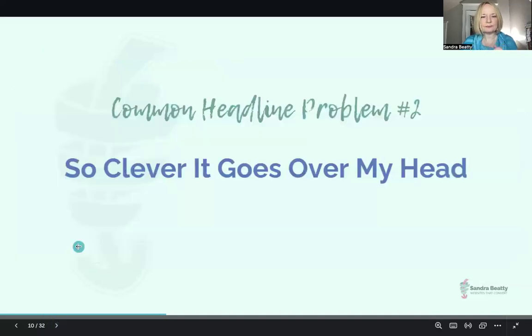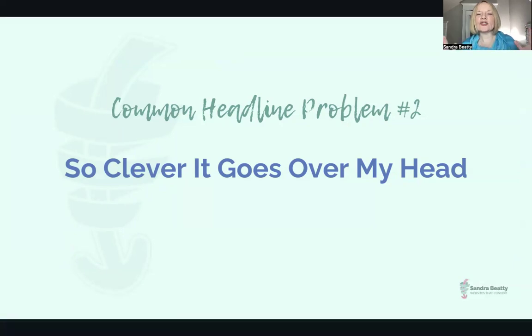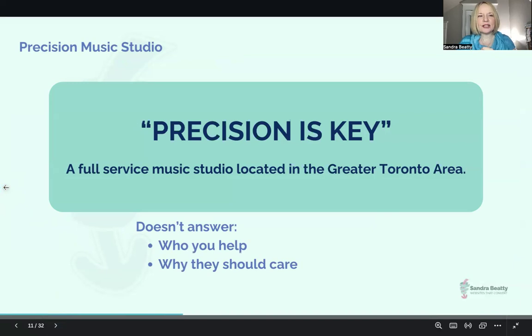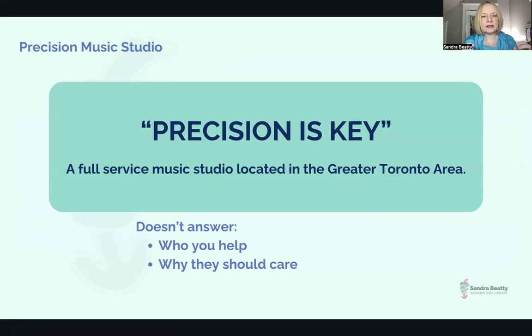Here's mistake number 2, where the headline is so clever, it goes over my head, right? I'm going to show you one that is clever. So this is Precision Music Studio, and their headline just said, "Precision is key." And you can tell right away, I know why they put it in, because the name of the business is Precision Music Studio, and key, if you're a musician or have any knowledge about music, you know that, especially in piano or things like that. Anyway, key is an important word when it comes to music. What key are you in, and what key are you playing on the piano and stuff like that. So it was a play on words.